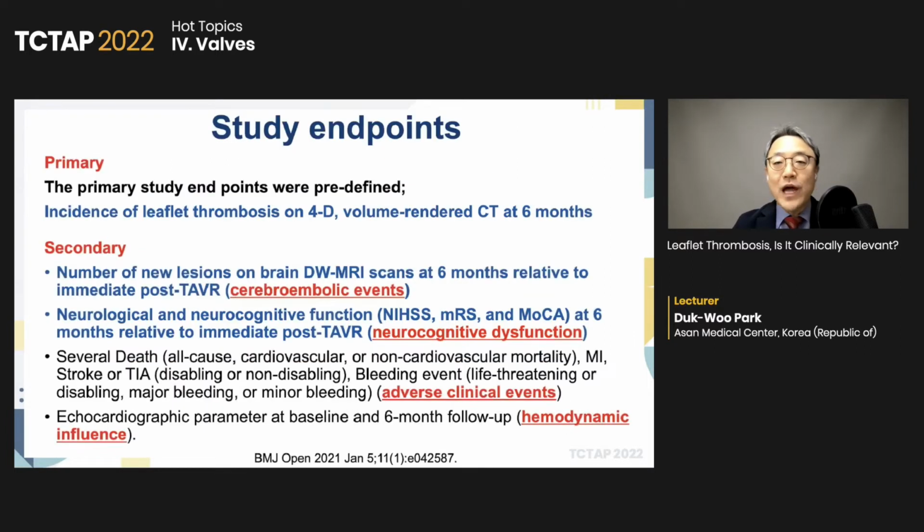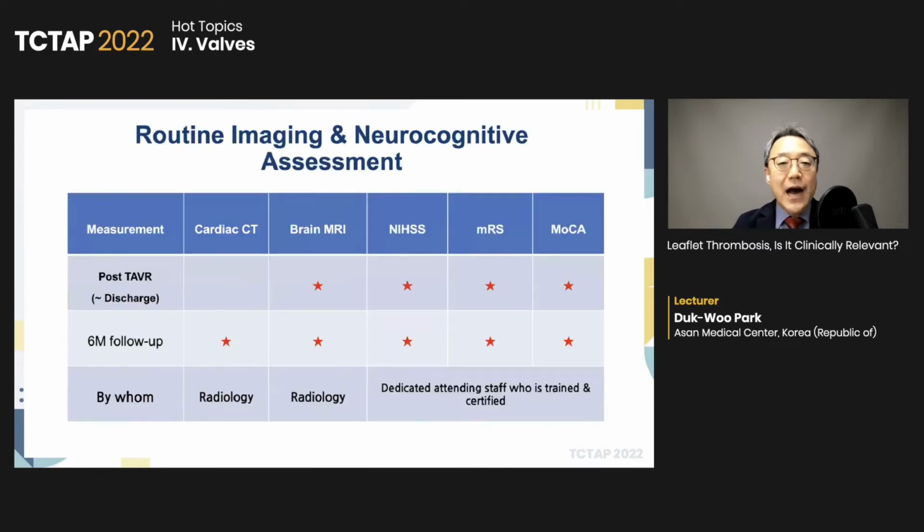Study endpoints: the primary endpoint is leaflet thrombosis found on 4D CT at 6 months. Secondary outcomes: serial measurement of cerebral embolic risk measured in DW MRI and the MRI series. Also, we measured neurocognitive and neurologic function, NIHSS, modified Rankin score, and MoCA. Also, we evaluated the echocardiographic parameters and clinical outcomes.